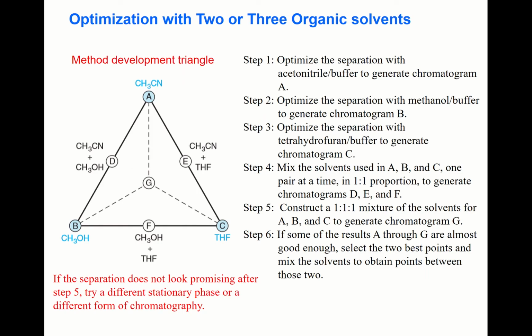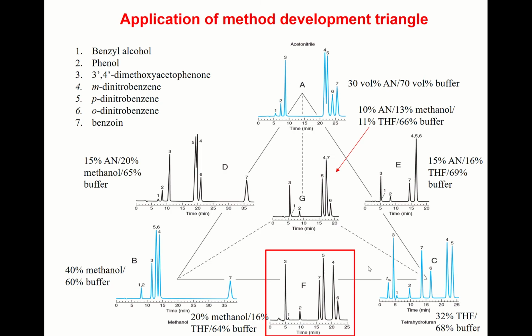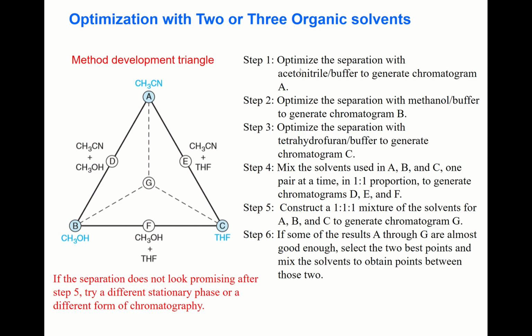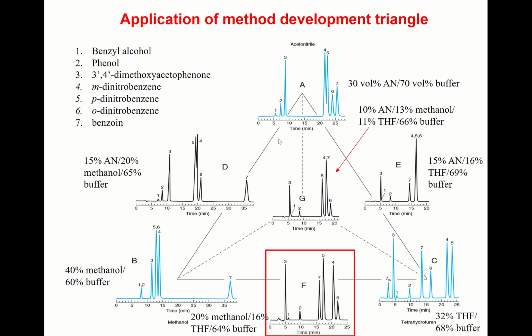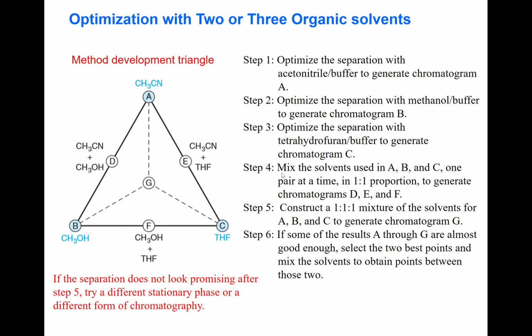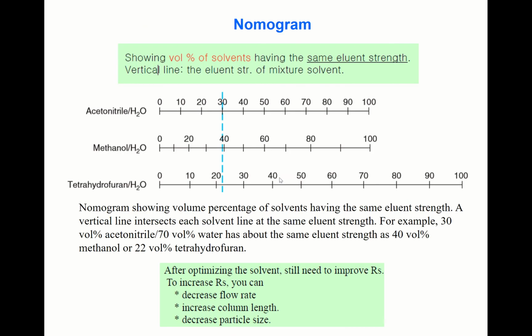If all these trials are not working very well, maybe you have to try a different stationary phase. For most cases, if you closely follow these steps, you will get the optimum solvent combination. All right, so now you understand how to use this nomogram.